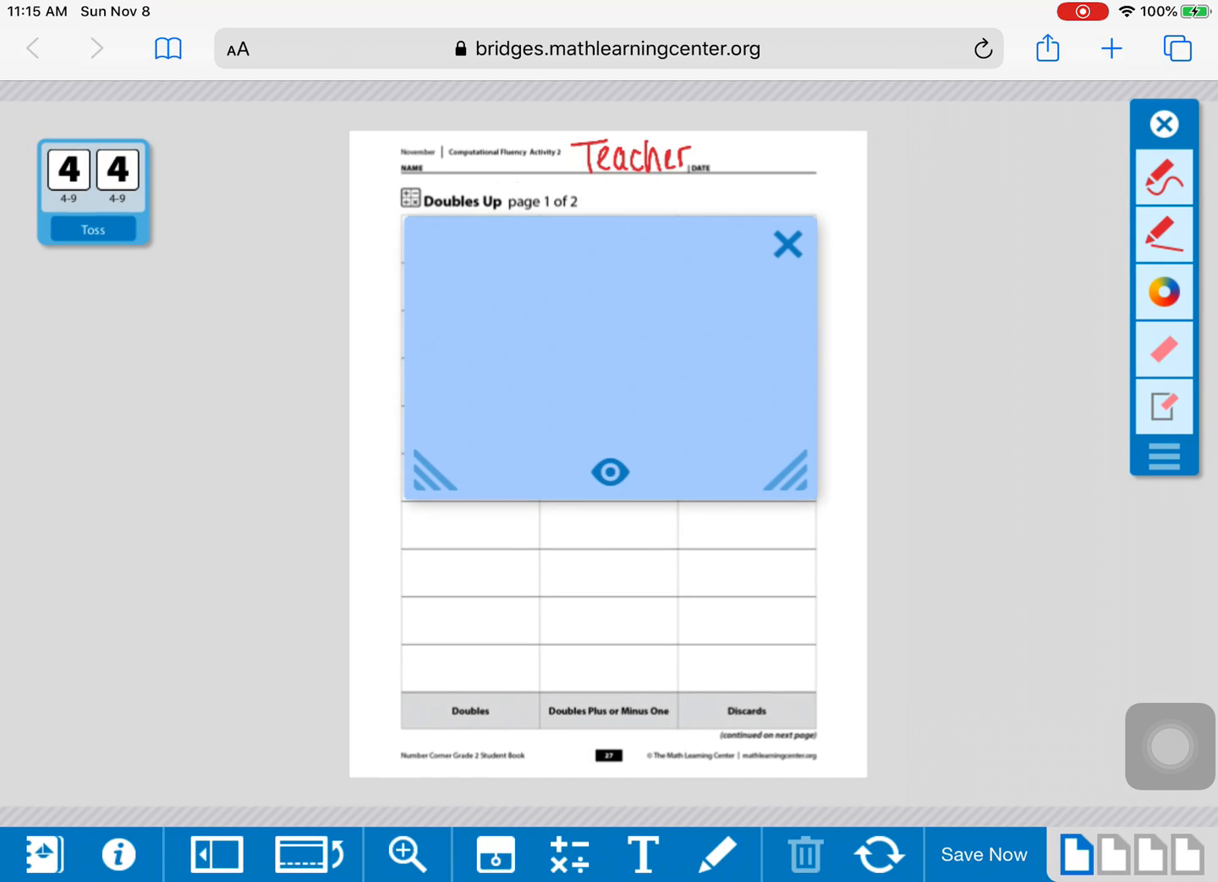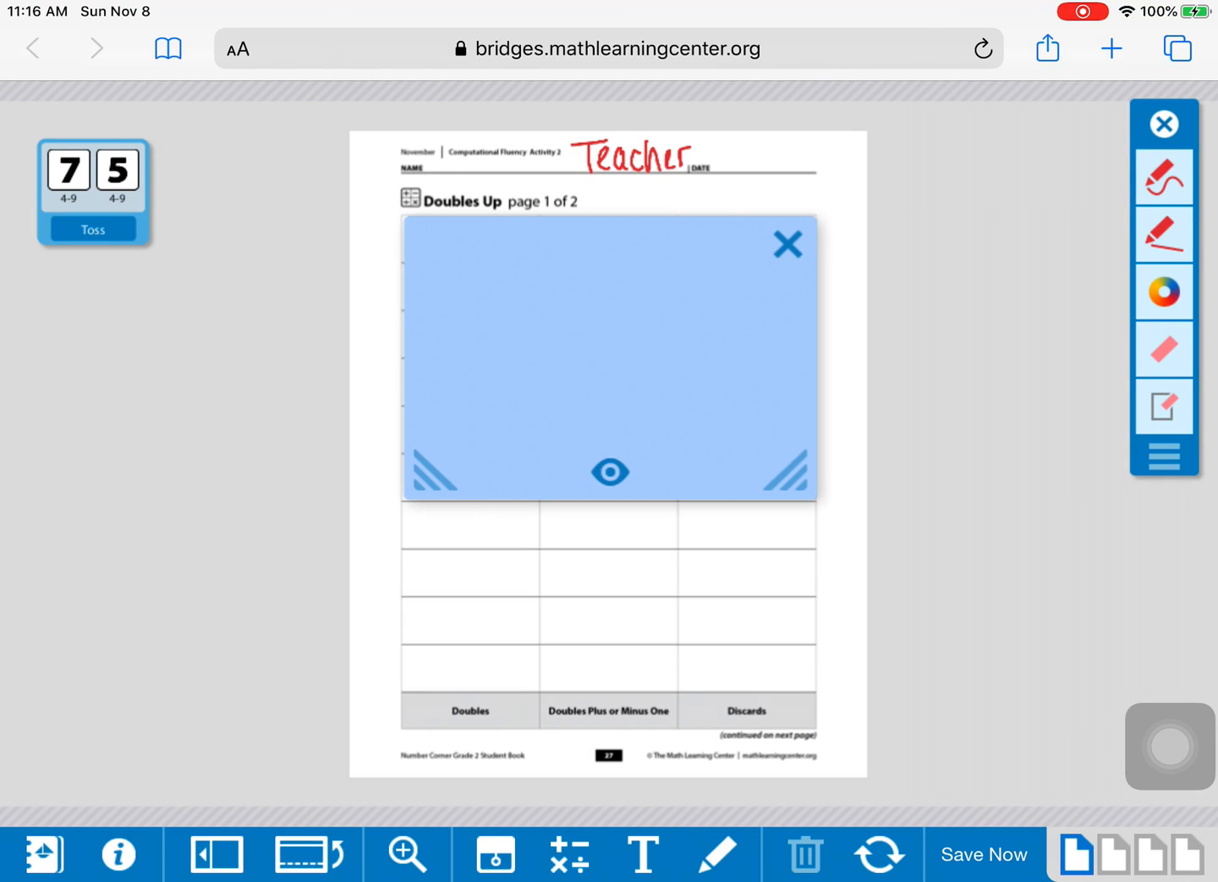So you can actually grab your Number Corner book during this time. You can press pause here and turn to page 27 in your book, where you can record your equations, and I will record my equations on my sheet.